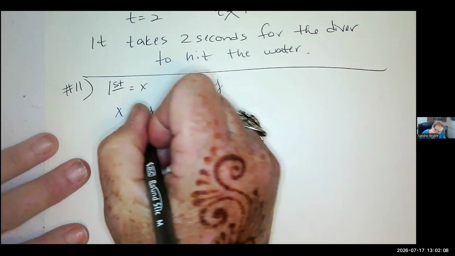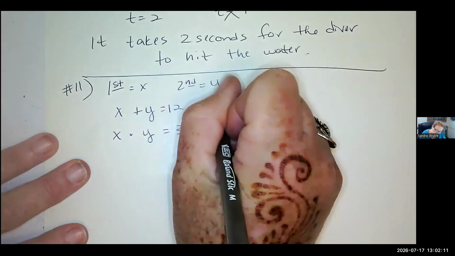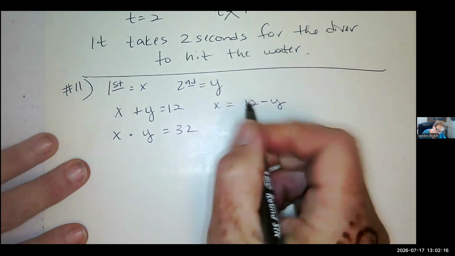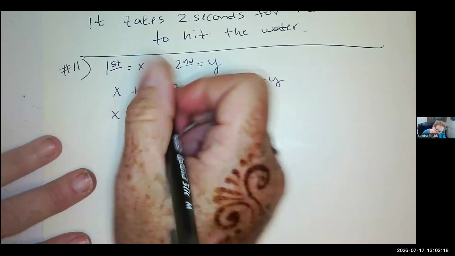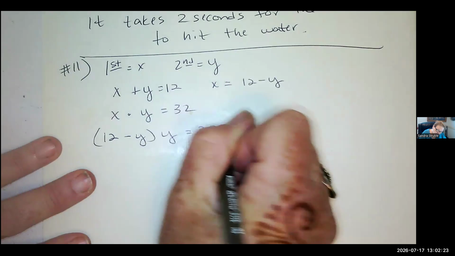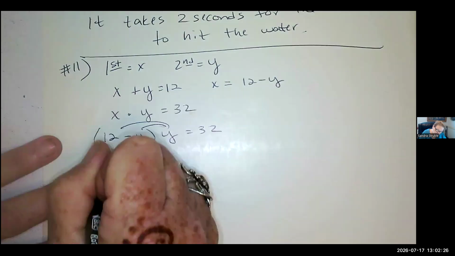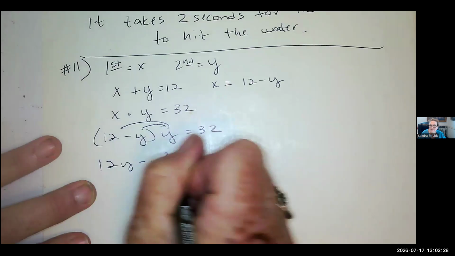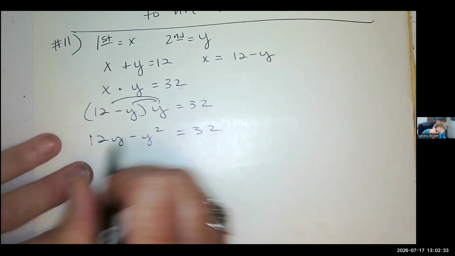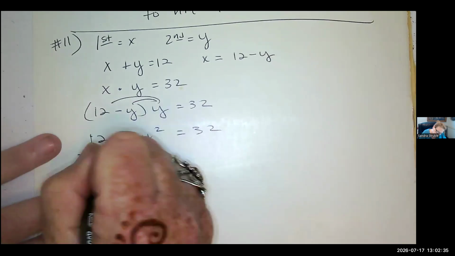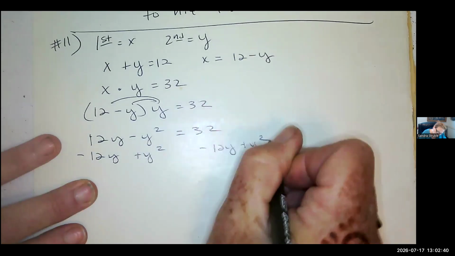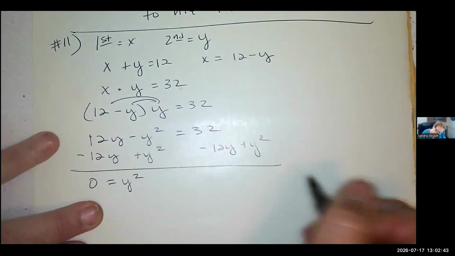So this means that x is equal to 12 minus y. And I'm going to substitute this in for my x. 12 minus y times y is equal to 32. Distribute: 12y minus y squared is equal to 32. I want my y squared to be positive, so I'm going to bring everything over to the right. I'm going to subtract 12y and add y squared. Put them in order. Factor.